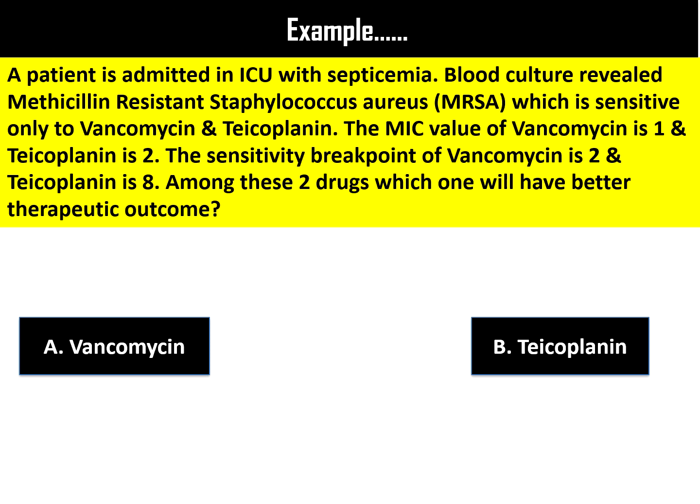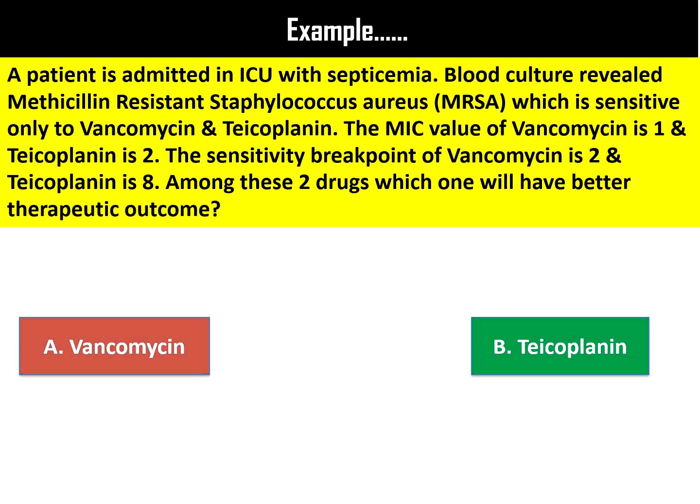So which of the antibiotics has the higher therapeutic quotient here? For vancomycin, the sensitivity breakpoint is 2 and the MIC value is 1, so the therapeutic quotient for vancomycin is 2. Whereas for teicoplanin, the sensitivity breakpoint is 8 and the MIC value is 2. So 8 by 2 is 4. That is, the therapeutic quotient of teicoplanin is 4. So the higher therapeutic quotient is for teicoplanin. Which one will have better therapeutic outcome? Obviously teicoplanin. No doubt regarding that.